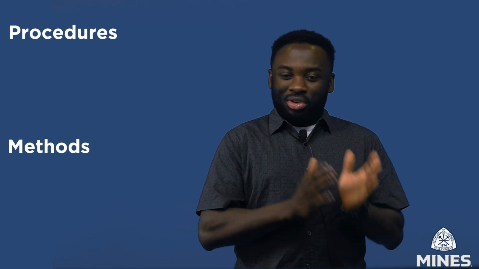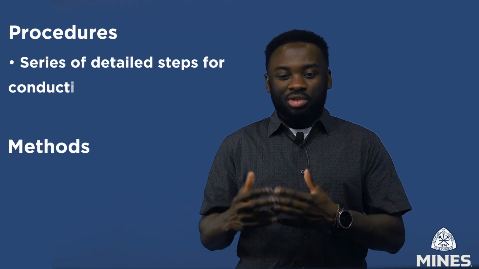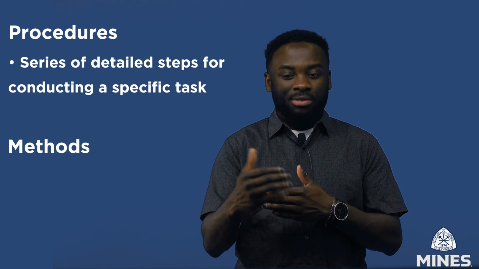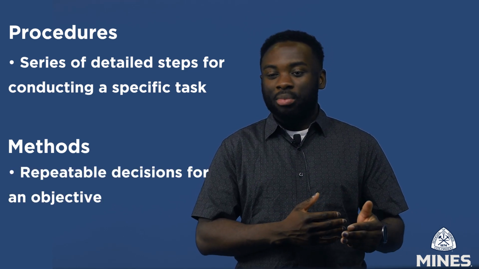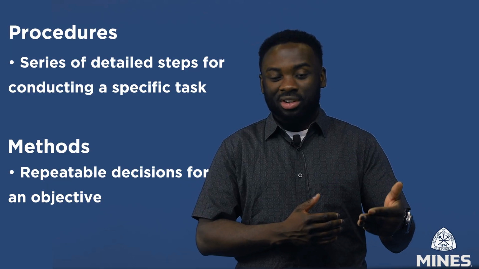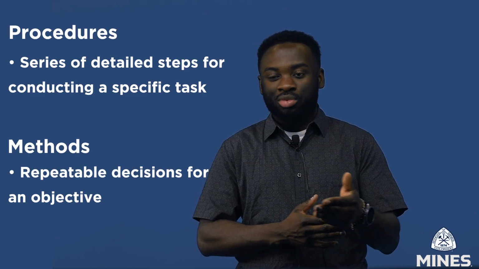First, let's distinguish between procedure and methods. A procedure is a series of detailed steps for conducting a specific task. Methods, on the other hand, describe repeatable decisions and actions for achieving a specific objective under certain circumstances. For this guide, we'll focus on procedures for zinc titration.